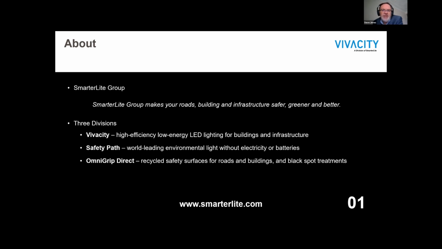Also part of the SmarterLite Group is SafetyPath, that is a world leader in environmental lights without electricity or batteries, using photoluminescence for high-performing, energy-saving exit signs in buildings, as well as many applications in paint and signs as well. And finally, OmniGrip Direct is specialist in recycled and natural aggregate safety surfaces for roads and buildings, so green bike lanes, red bus lanes, and high friction surfaces to reduce skidding and crashes in black spots are just some of the examples of the technology that we provide.